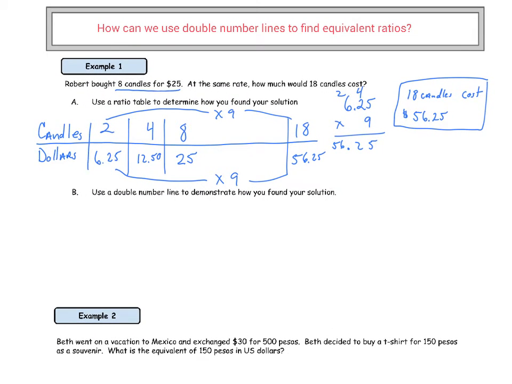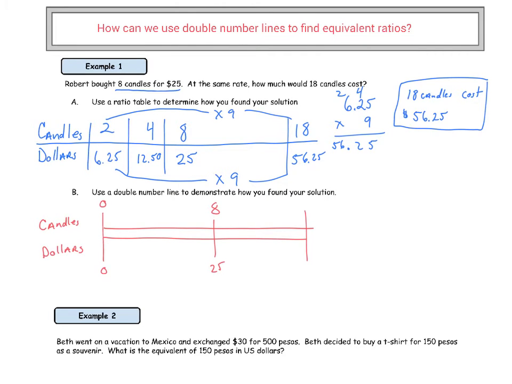Let's move to letter B, example number 1. Use a double number line to demonstrate how you found your solution. So if you know what the traditional single number line is, we can use a double number line to compare two quantities. This is the basic makeup of a double number line. Again, I have candles on top, dollars down below. Those are our two quantities. We know that 0 candles cost $0. We also have some information regarding 8 candles costing $25. Our solution is to figure out the cost of 18 candles.